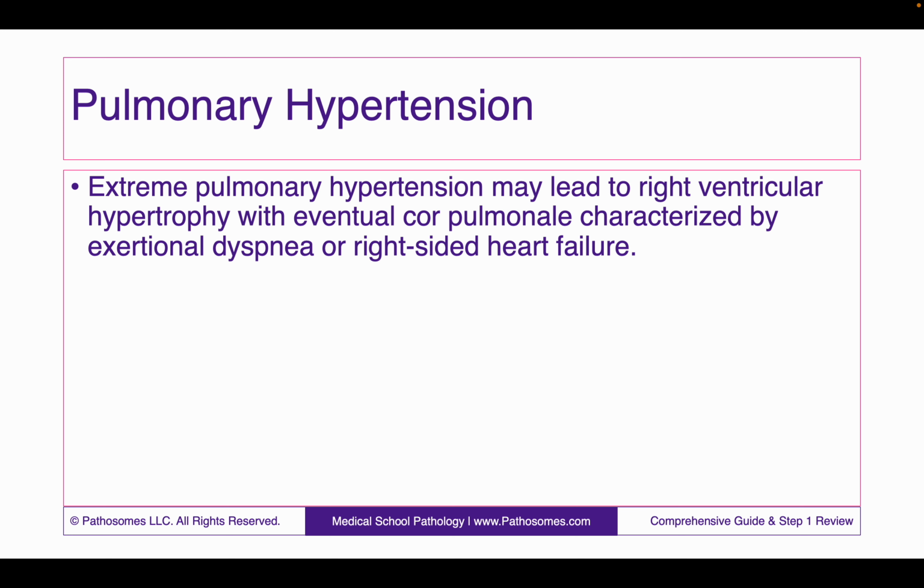Extreme pulmonary hypertension may lead to right ventricular hypertrophy, right? With eventual cor pulmonale characterized by exertional dyspnea or right side heart failure.